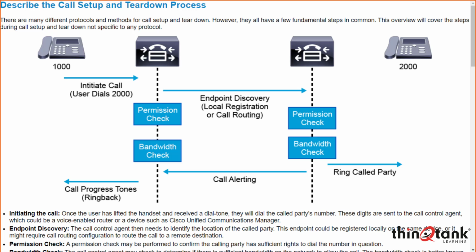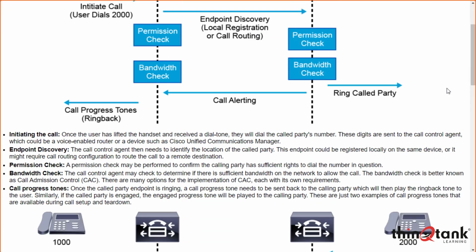But let's assume that the call can proceed. Then we're going to get the call progress tones. We're going to send the ringback tone to the user. That's what you hear in your ear as the call is proceeding. And then the called party is going to be engaged. They're going to get the call displayed on their display, and they're going to get the ringing on their display as part of the call setup. All right, so that's the first part of the process.